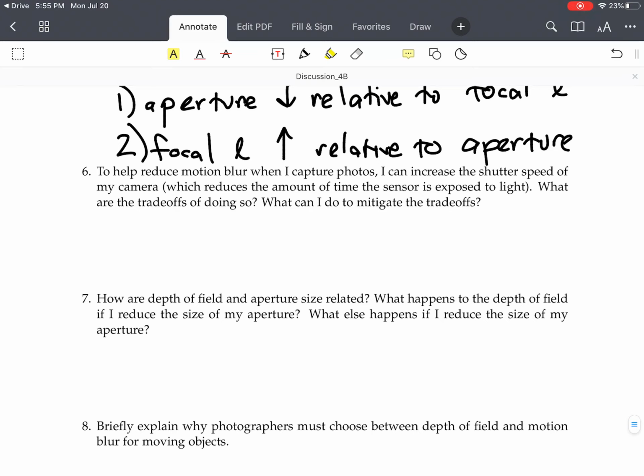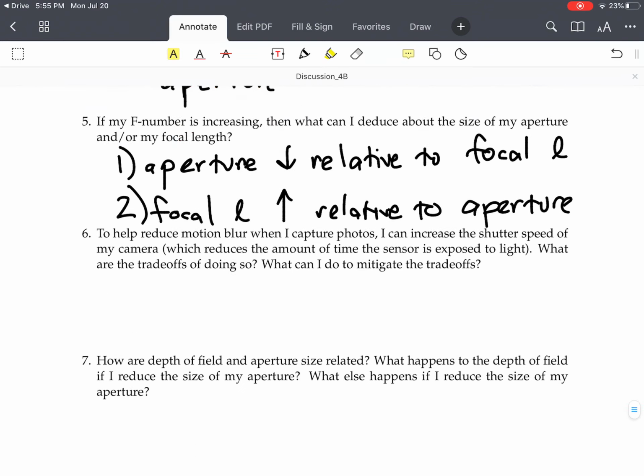Okay, so let's keep moving. To help reduce motion blur when you're taking these pictures, you can increase the shutter speed of the camera. The shutter speed is how long it's open for, how long light is hitting the sensor for. So you're reducing the amount of time the sensor is exposed to light. And so what are the trade-offs? And what can you do about these trade-offs?